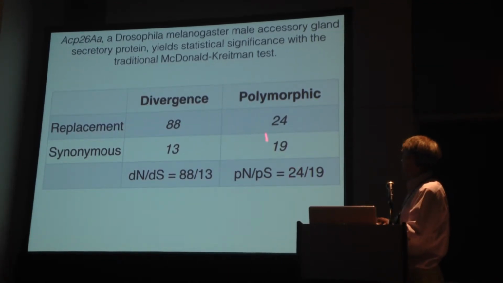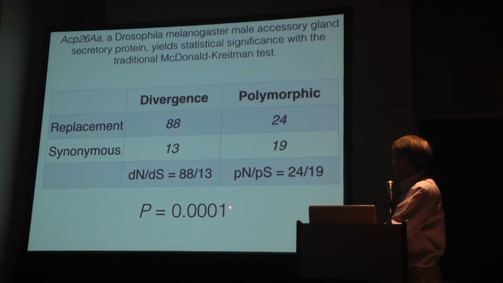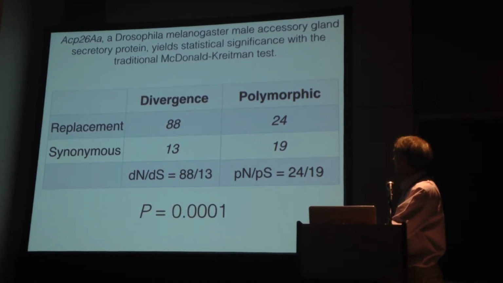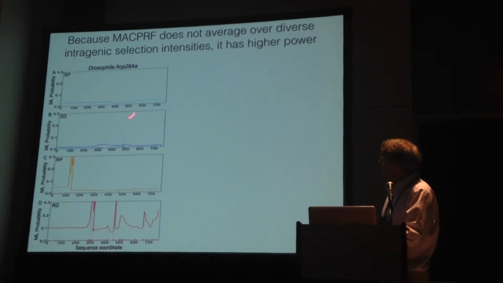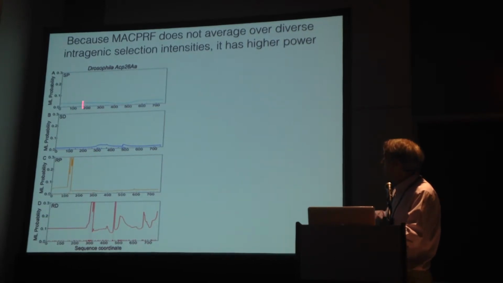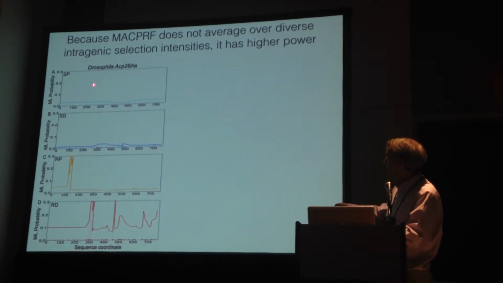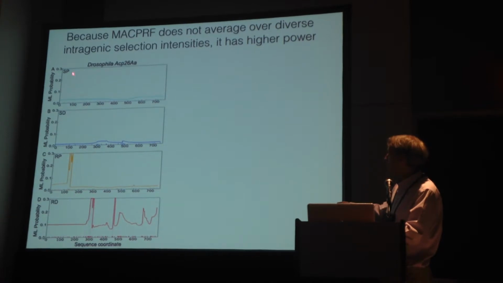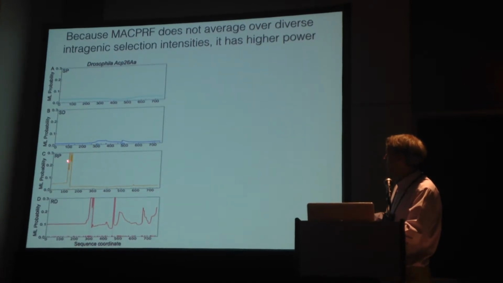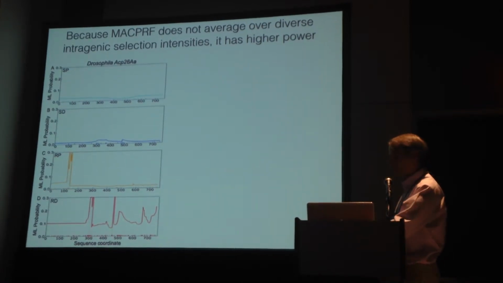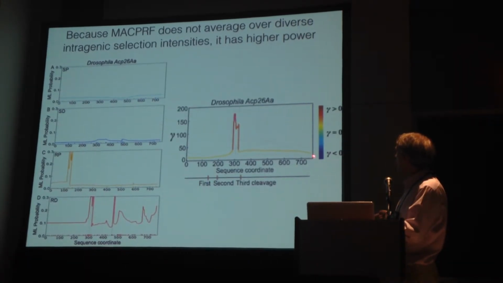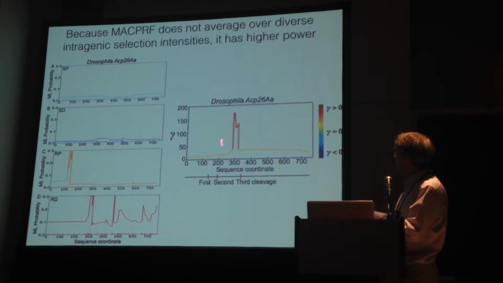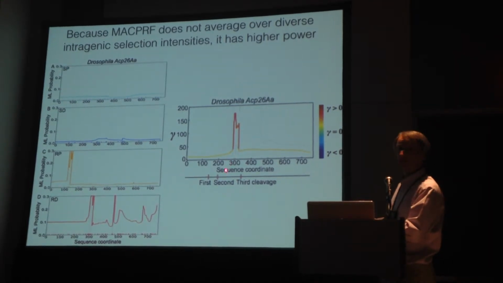And these are the data that show that. D is 0.001. If you run this on MAC-PRF, you get a very similar result in terms of its intensity of selection, but it's much more local. So these are the four things that you're estimating: synonymous polymorphism, divergence, replacement polymorphism, replacement divergence. And then when you feed those all into the Poisson random field, you get this profile of selection across sites. And this region in the middle here is probably the region that's under very intense selection.